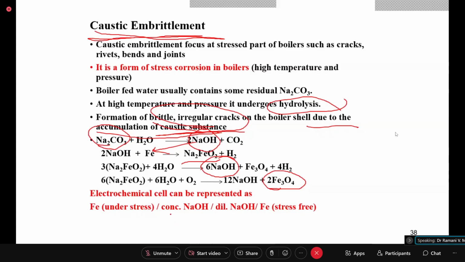So it leads to a cell where Fe under stress is there, concentrated NaOH, then dilute NaOH and Fe, which is stress free. This leads to formation of cathodic and anodic areas. So under stress, iron forms anodic area, stress free iron forms cathodic area.